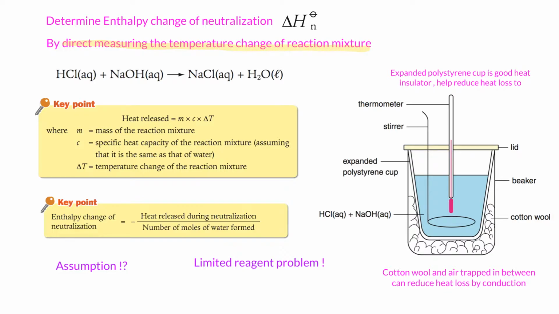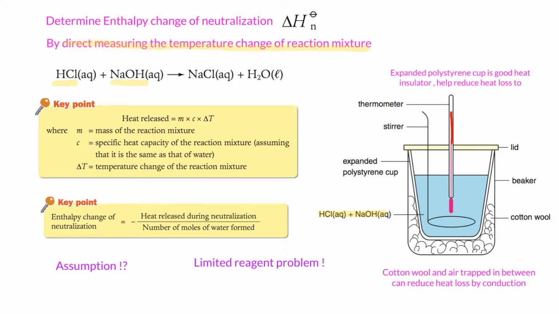For example, in these situations, we have used HCl and NaOH. We just add this acid and alkali into an expanded polystyrene cup, and then we're going to measure the temperature change in the process. As we know, this is an exothermic reaction as well, so we anticipate the temperature on the thermometer will just keep on going up.